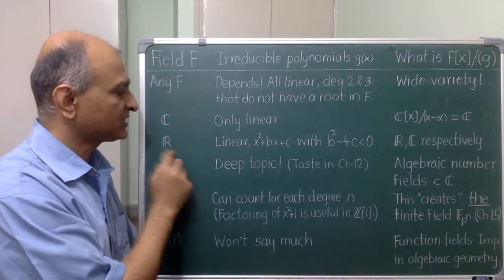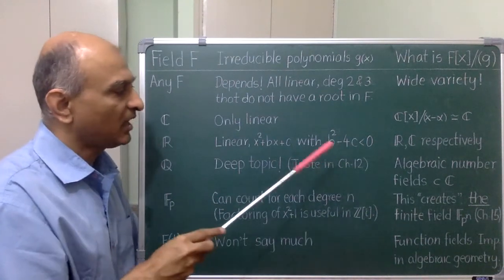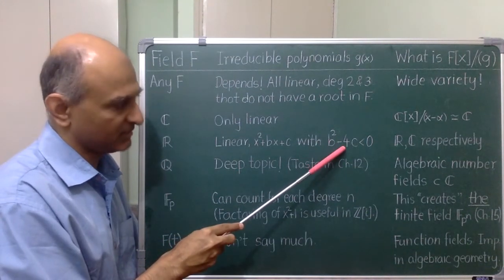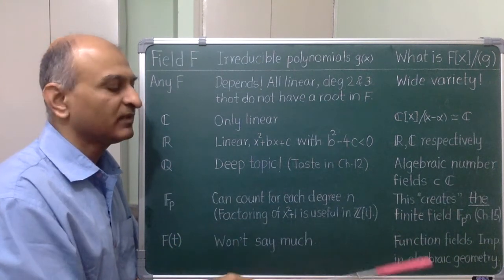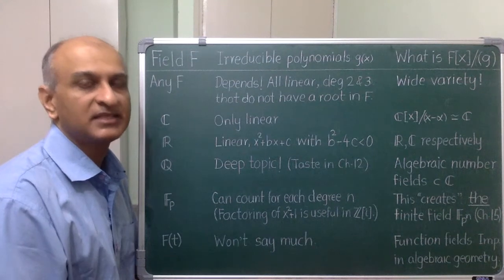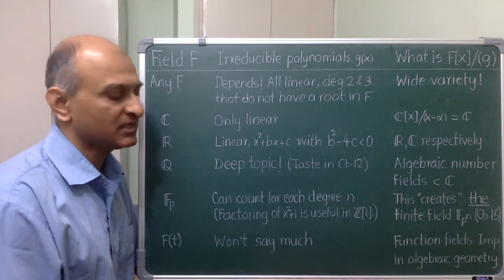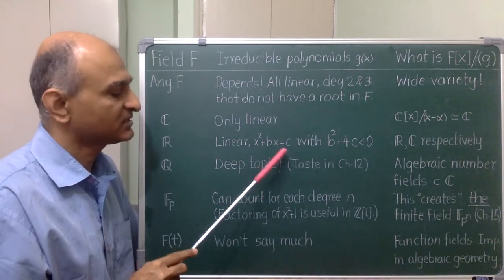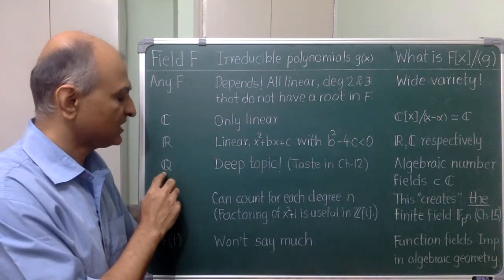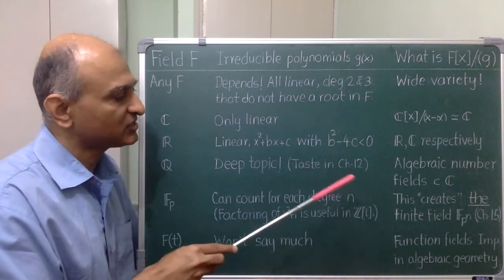Over real numbers, besides the linear ones, the only irreducible polynomials are quadratics with negative discriminant. All other polynomials factor. This is because a polynomial of odd degree has a real root because of the intermediate value theorem, and all non-real roots come in complex conjugate pairs, and each such pair gives me a factor of this kind. Next, over rational numbers, irreducible polynomials require serious study, and we will get a taste of this in chapter 12.